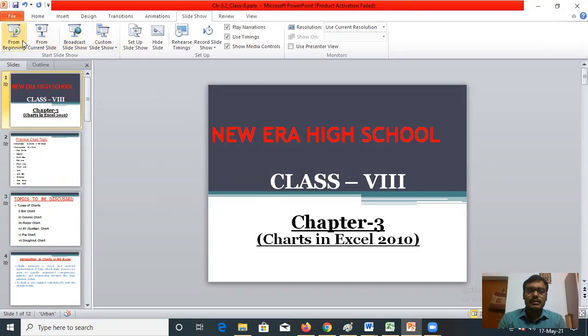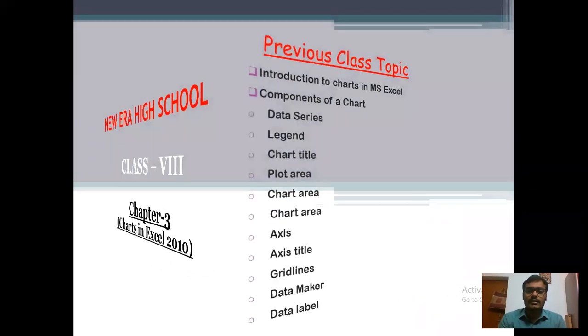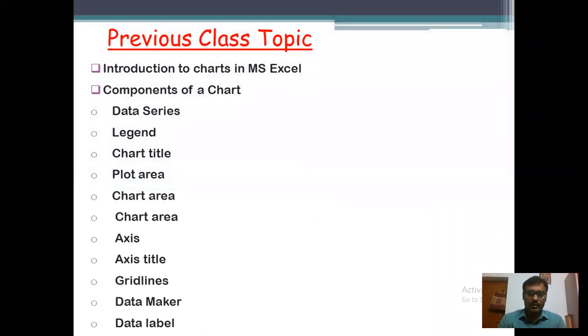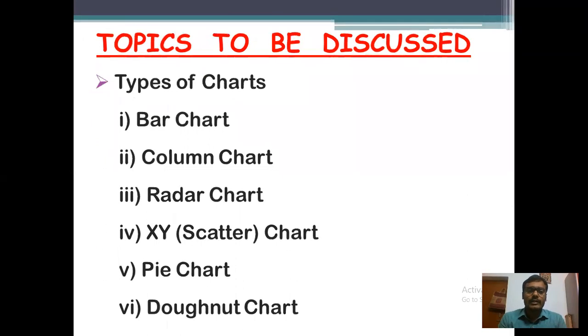You can see in the previous class, I have discussed the following topics. I have discussed introduction to charts in MS Excel. Then I have discussed components of a chart, and these are the following components: data series, legend, chart title, plot area, chart area, axis title, grid lines, data marker, and data label. So these are the components of a chart. Let us discuss the following topics.